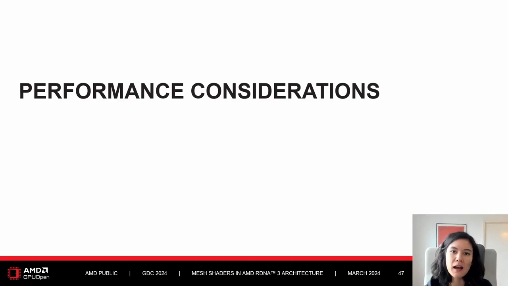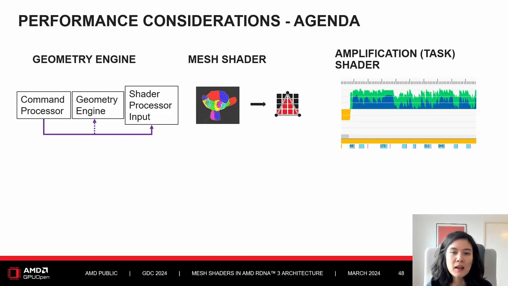Hi. I will talk about performance considerations when using mesh shaders. When talking about performance considerations, we need to look at the whole mesh shader pipeline. I will start with the Geometry engine, because the Geometry engine is responsible for launching mesh shaders. Then I will talk about the mesh shaders themselves, and specifically I will talk about how mesh shaders export their vertices and primitives to the rasterizer. Lastly, I will also talk about amplification shaders. They are optional, but if you decide to use them, you should know a few things to make sure that you actually benefit from them.